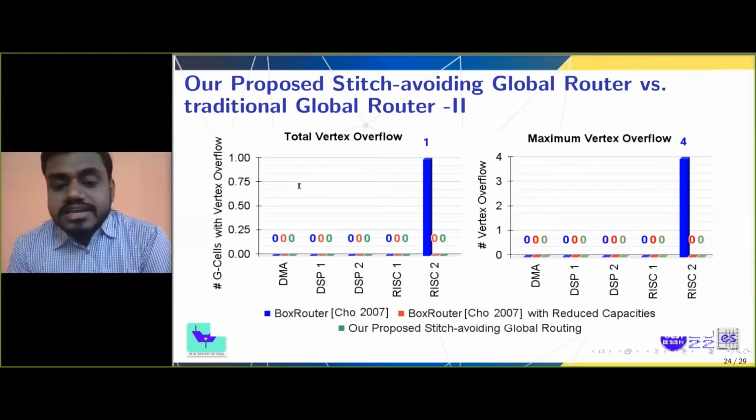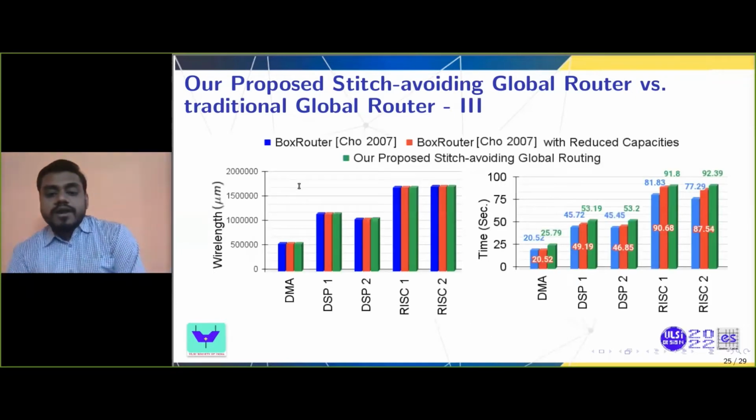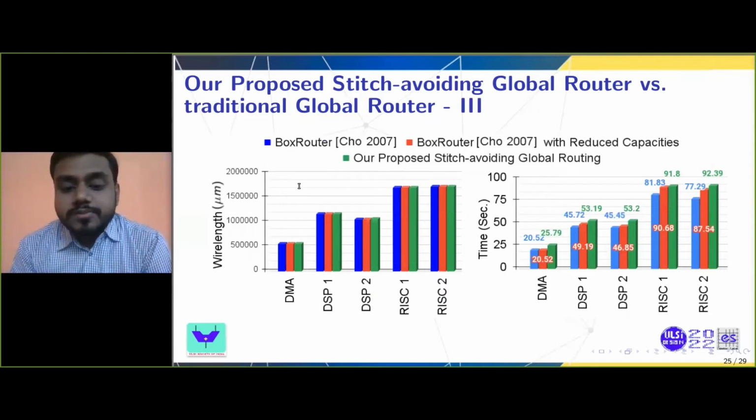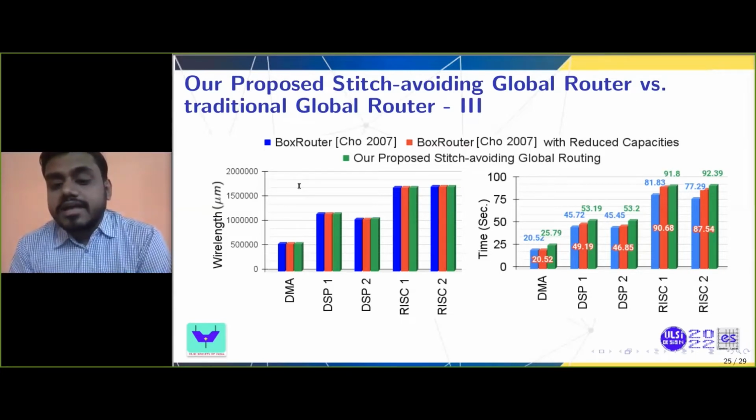Our approach generates no vertex overflow, whereas the box router generates a vertex overflow for the RISC2 circuit. The wirelength of our proposed method is more or less the same as the box router. However, our proposed method takes more time than the existing method.